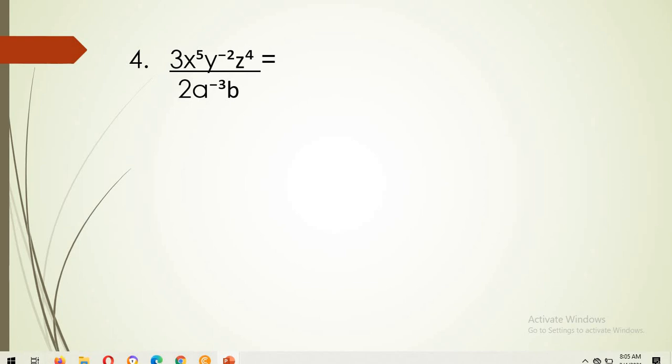Okay? So, dito sa taas, meron tayong 3, tapos yung in-inverse mong a cubed, then x raised to 5, c raised to 4. Tapos sa baba, meron tayong 2b, then yung in-inverse mong y squared. Okay? Ang pagsusulat ng mga letters ay alphabetical order. So, kung sino yung nauna, yun yung unahin. Okay?